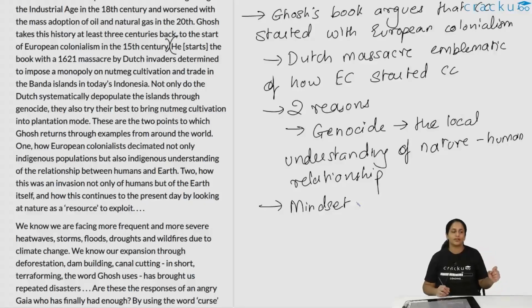He gives two reasons for it. He gives the example of how the Dutch invaders imposed a plantation style method of cultivation in nutmeg cultivation to enforce a monopoly. But that kind of example, and many examples like this, basically show how the European mindset was that I have to derive everything.